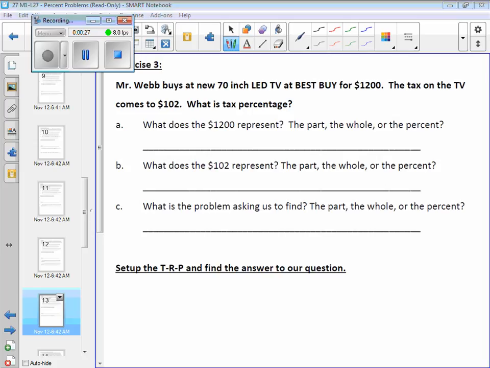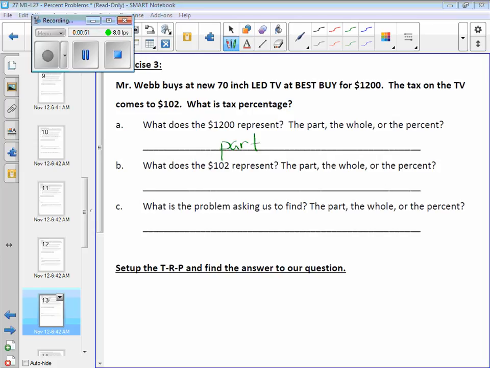$1,200 represents what? Remember, it's pieces of puzzle pieces that we've got to put together. Tim Trolli, what do you have? How many say part? Good, you're getting the hang of it, but watch what I'm going to do to make it a little bit more clear.